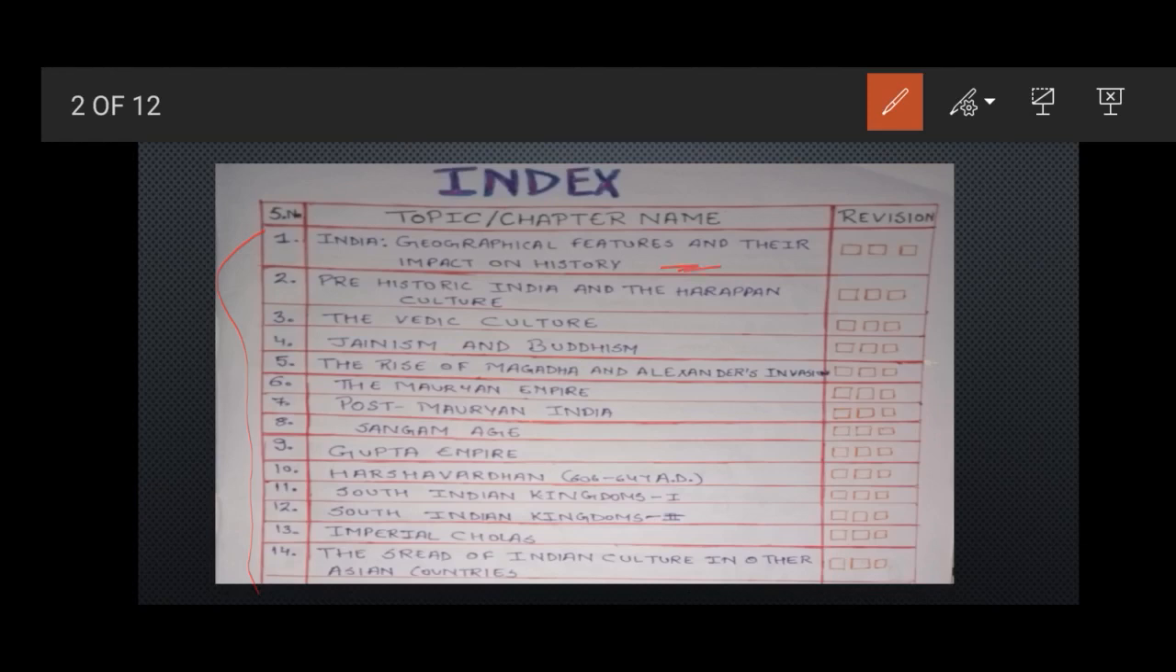And chapter 2 deals with prehistoric India as well as the Harappan culture. The third chapter is about the Vedic culture, and the fourth chapter is about the rise of Jainism as well as Buddhism and how they opposed the orthodox nature of the caste system as well as Hinduism. Now, chapter 5 deals with the rise of Magadha as well as the invasion of Alexander, and chapters 6 and 7 are about the Maurya Empire as well as post-Mauryan India.